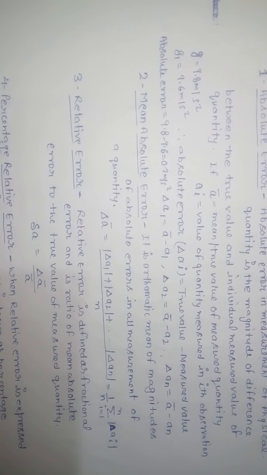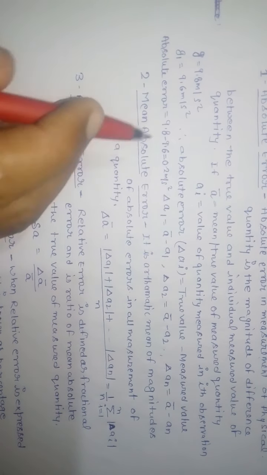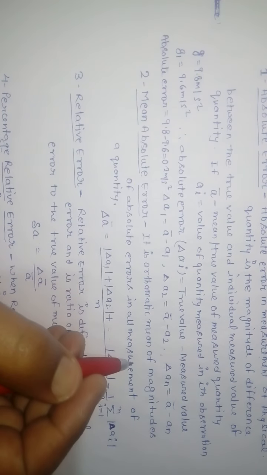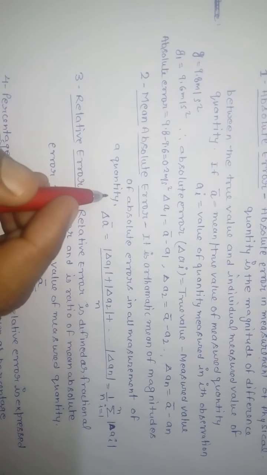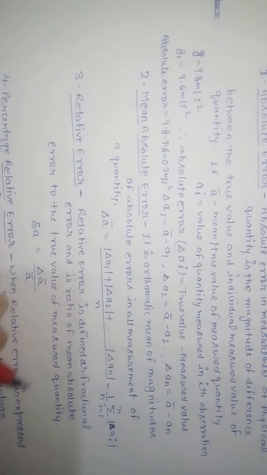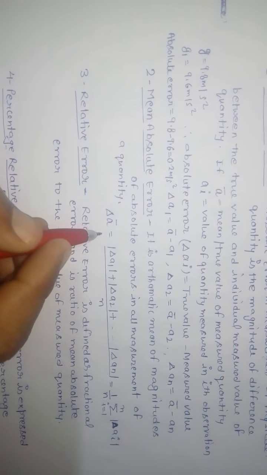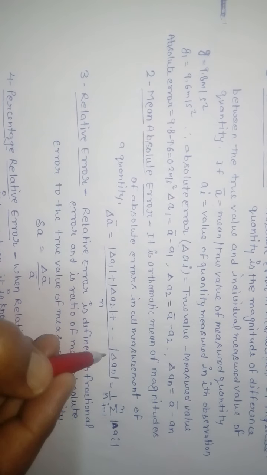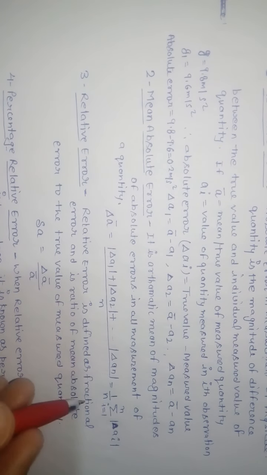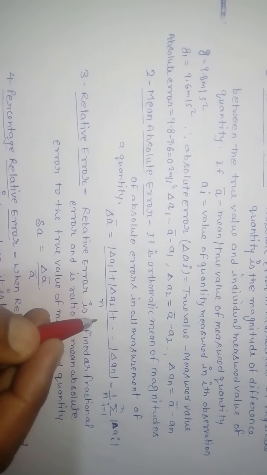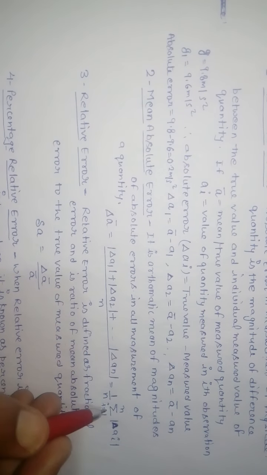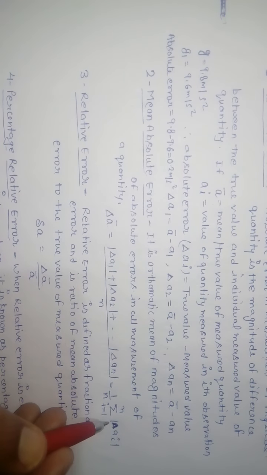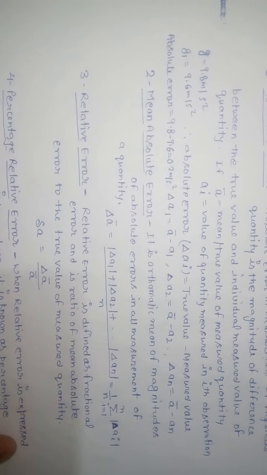Now our next topic is mean absolute error. It is the arithmetic mean of magnitudes of absolute error in all measurements of a quantity. Suppose that we are taking n measurements of a quantity, then delta A mean will be equal to mod of delta A1 plus mod of delta A2 and so on up to mod of delta An, whole upon n, where n is the number of observations. So it can be written as 1 upon n sigma i equals 1 to n mod of delta Ai.